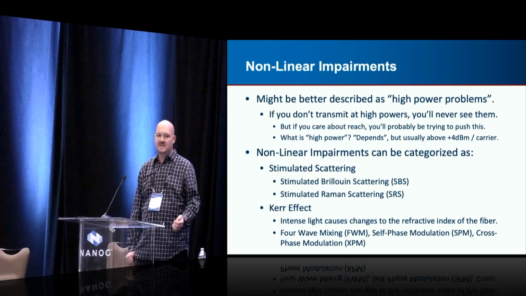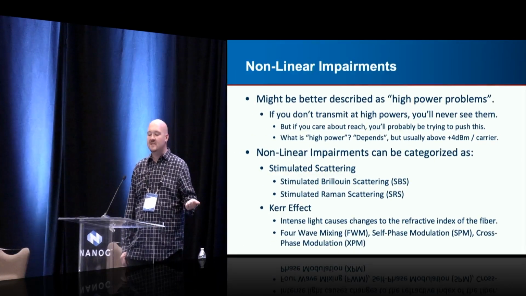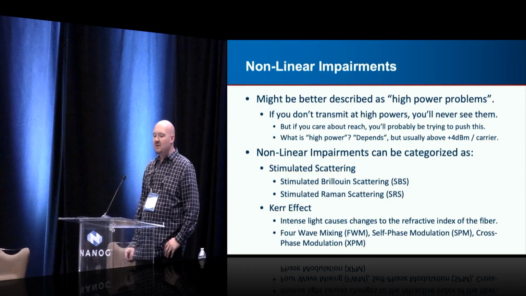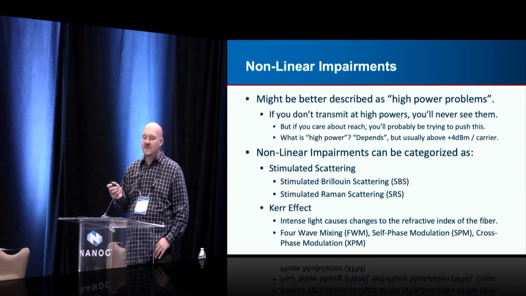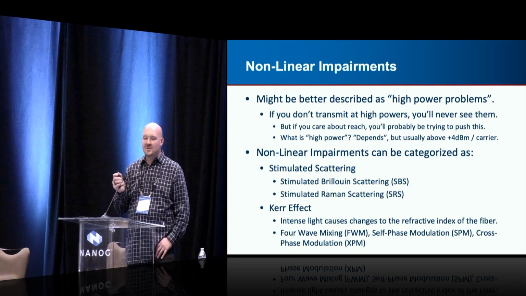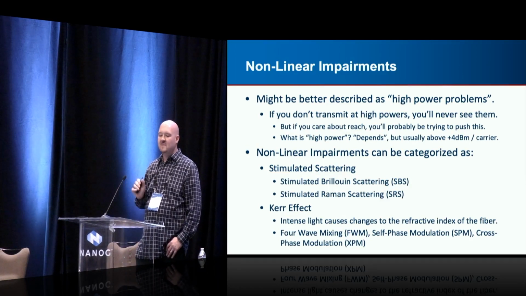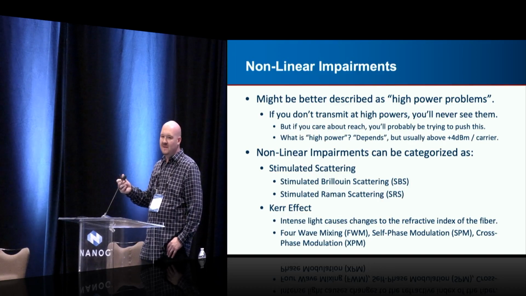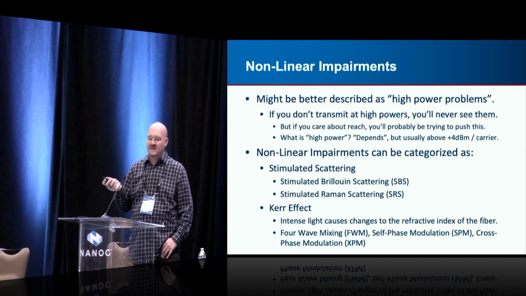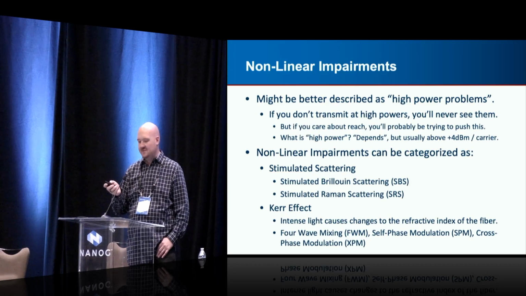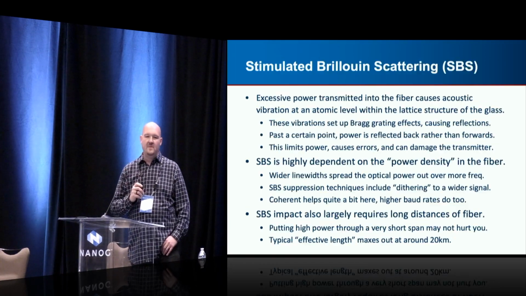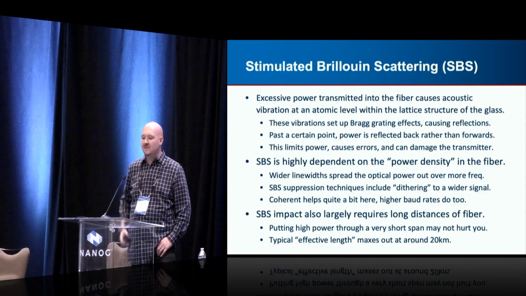So this is SBS and SRS. And the other kind is called the Kerr effect. That's what's happening when the light is actually causing the refractive index of the fiber to change in response to the amount of light that's in the system. And that causes some things called four-wave mixing, self-phase modulation, and cross-phase modulation. So the most basic, simple one, stimulated Brillouin scattering.